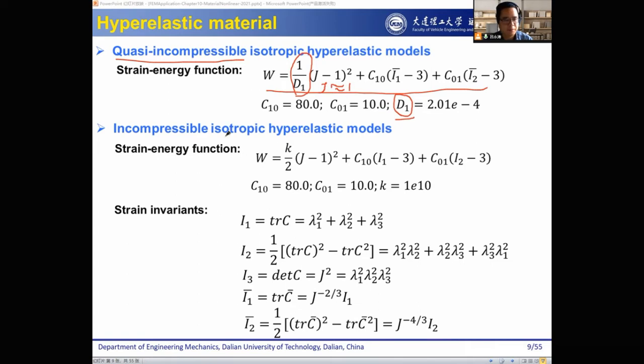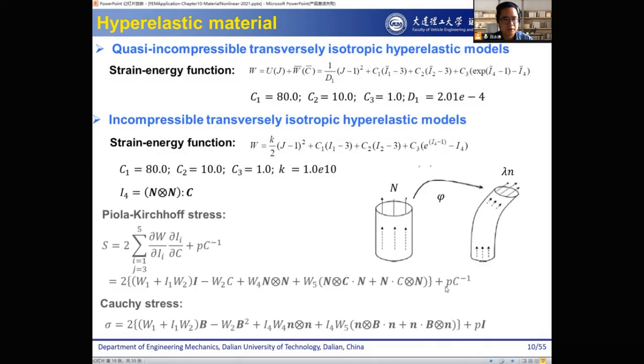Okay. Then we have the incompressible isotropic hyperelastic model. This is the incompressible isotropic hyperelastic material model, and in this model we have the definition for the first invariant, second invariant, the third invariant. This is the invariant with the volume change eliminated. And we have several other types of hyperelastic model.